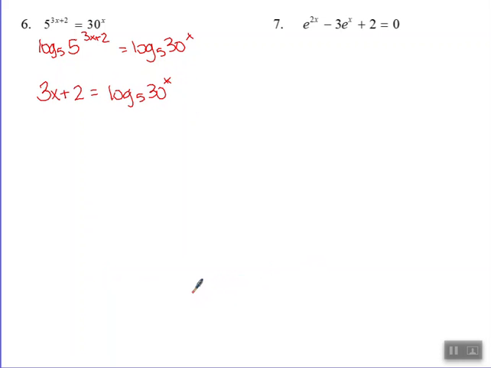Now, we still have some work to do because we still have an x on both sides of the equation. So now I'm going to look at the right side of the equation, and I'm going to bring my exponent out in front. Now, I need to get all of the terms with an x on one side of the equation and all of the terms without an x on the other side of the equation. So that means I need 3x and x times log base 5 of 30 to be on the same side. So I'm going to subtract 3x.